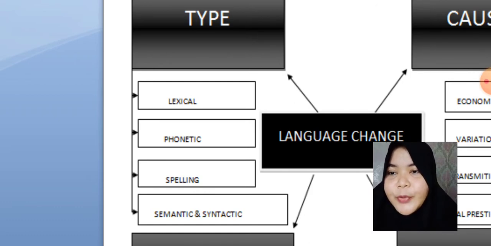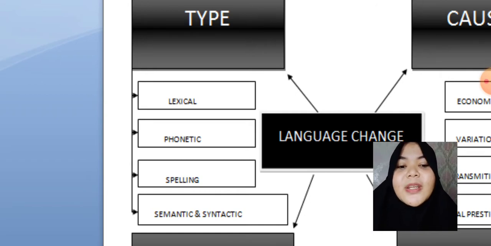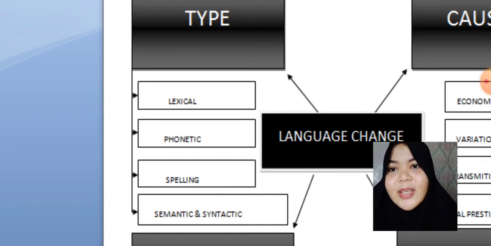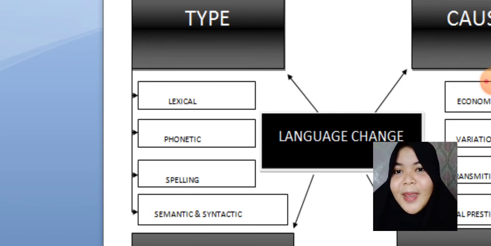And then we go to spelling. The spelling type means that some people spell some words differently. So the different spelling causes a new variation or a new form of language, or changes the language. For example, from English, Indonesian borrows some words, and they spell them differently.